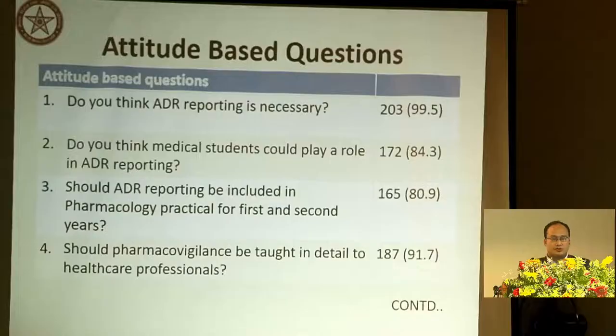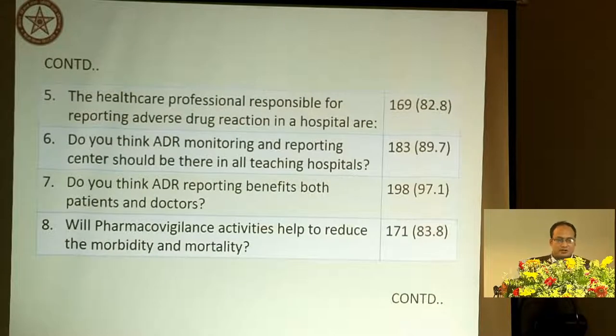In attitude-based questions, most of the students were having the positive attitude. They thought that ADR reporting is necessary. They could play a role in ADR reporting. They thought they should have the pharmacovigilance course in their first and second years, and it should be taught in detail for the healthcare professionals. And they thought that ADR monitoring centers should be mandatory in each hospital, which would benefit the patients and doctors to decrease the morbidity and mortality.